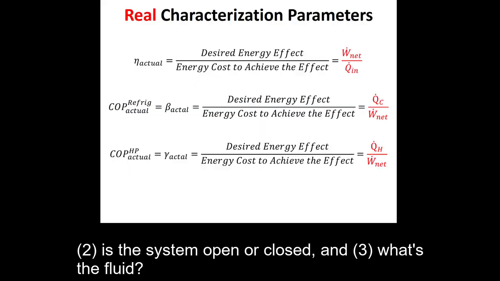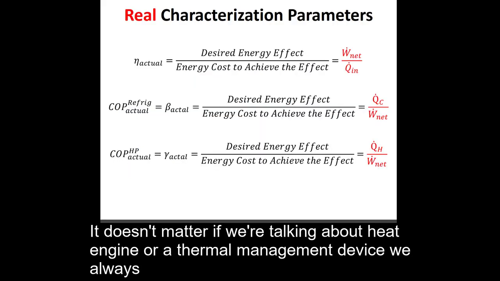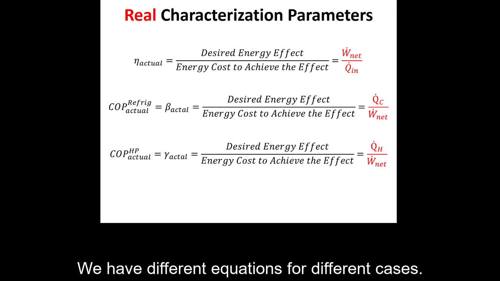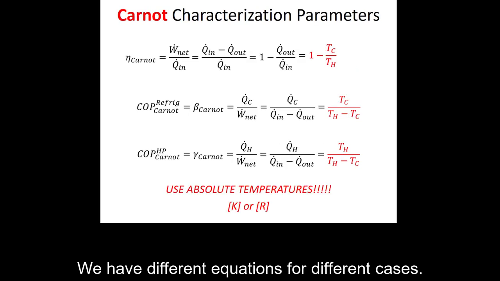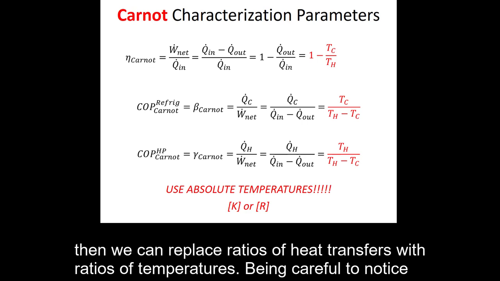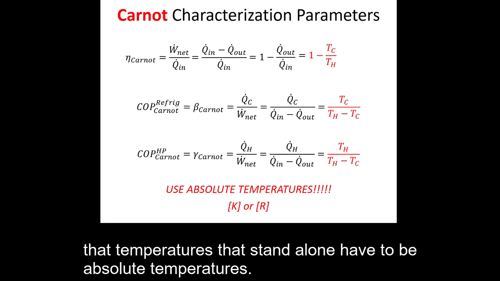And what's the fluid? It doesn't matter if we're talking about a heat engine or a thermal management device, we always characterize these things as the desired energy effect divided by the energy cost. We have different equations for different cases. Remember, if it's an ideal or Carnot device, then we can replace ratios of heat transfers with ratios of temperatures, being careful to notice the temperatures that stand alone have to be absolute temperatures.